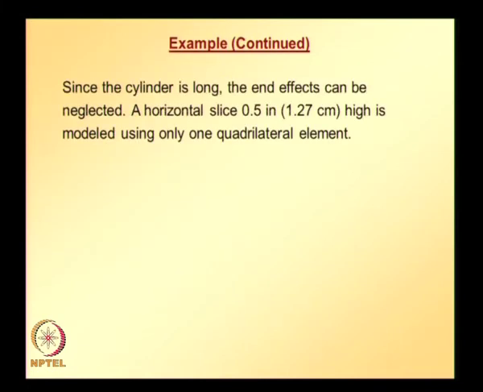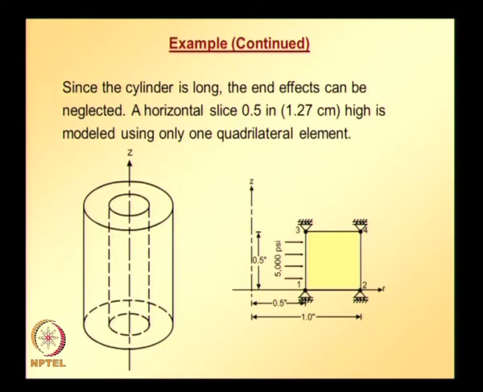Since this cylinder is long, end effects can be neglected. A horizontal slice of 0.1 inch, that is 1.27 centimeters height, is modeled using one quadrilateral element that we discussed. The node numbers are also indicated, and since this problem is axisymmetric, the nodes are constrained to have displacement only in the radial direction. So the displacement component at all the 4 nodes in the axial direction is 0. Also, the traction is applied along the side joining nodes 3 and 1.